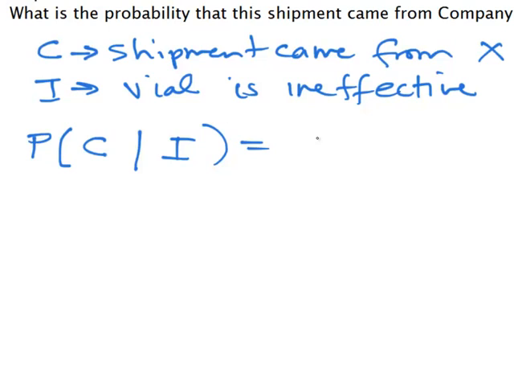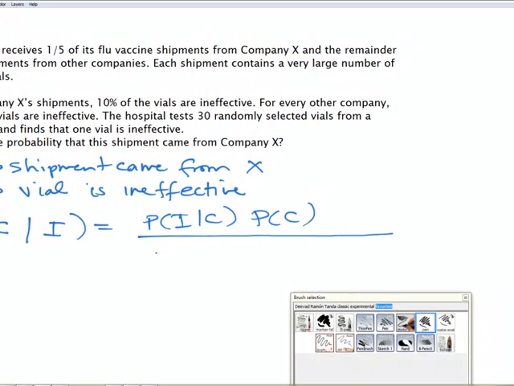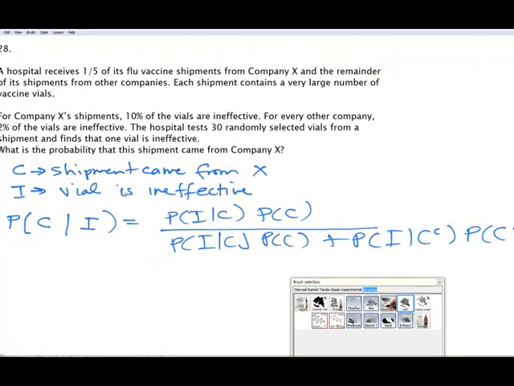And this is a very easy conditional, so this just equals the probability of I given C, times the probability of C, divided by the probability of I given C times the probability of C, plus the probability of I given not C times the probability of not C. Okay. So we want to find these.